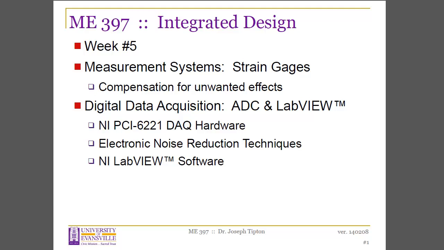Last week we introduced the concept of strain gauges as a measurement system, and this week we're going to continue on with that, discussing how we can use multiple strain gauges to compensate for unwanted effects in strain and stress measurement. We're also going to tie into that digital data acquisition using a computer ADC, analog to digital conversion board, and LabVIEW software.